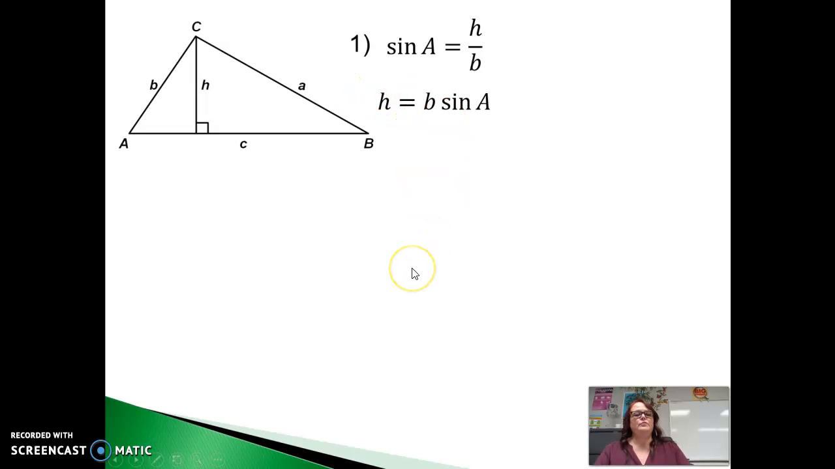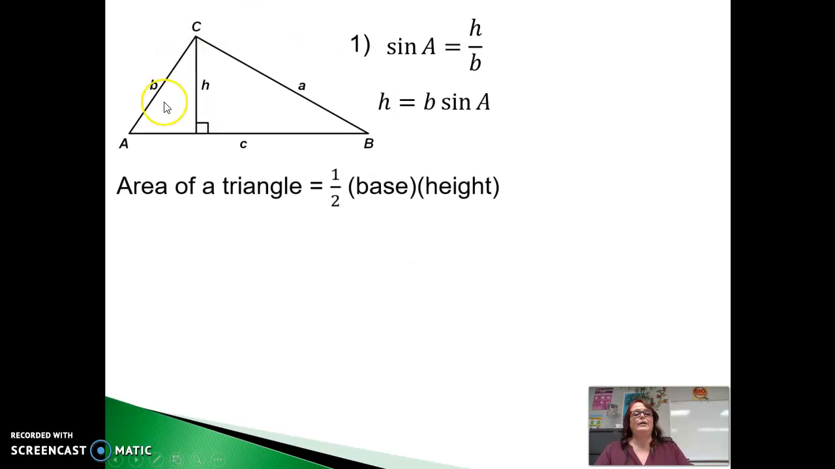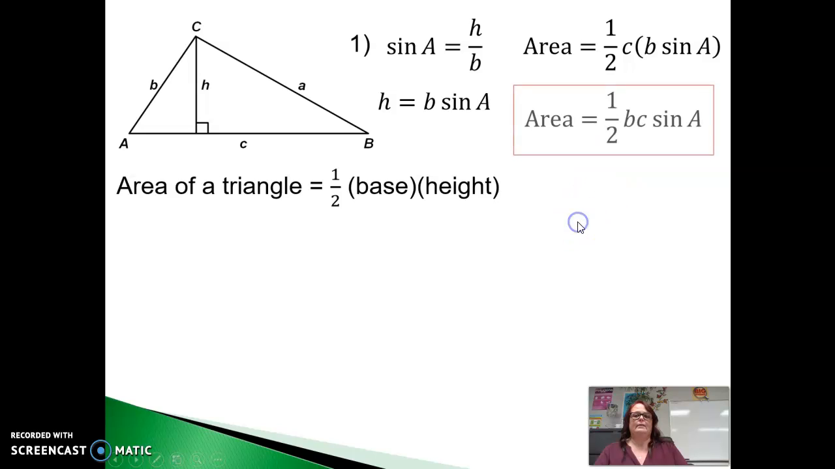And so we have to remember, if I talk about the area of the entire triangle, it's going to be 1/2 the length of the base times the height. So in this case, this height is perpendicular to this base. So the length of this base is c, and the height of the triangle is b sine of A. So I'm going to do 1/2 base c times the height, which is b sine of A. And so if I clean that up nice and pretty, I get the area is 1/2 bc sine of A.